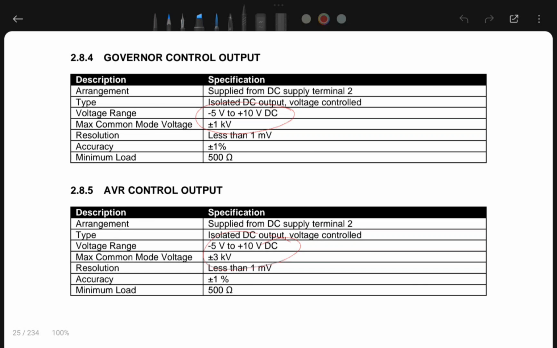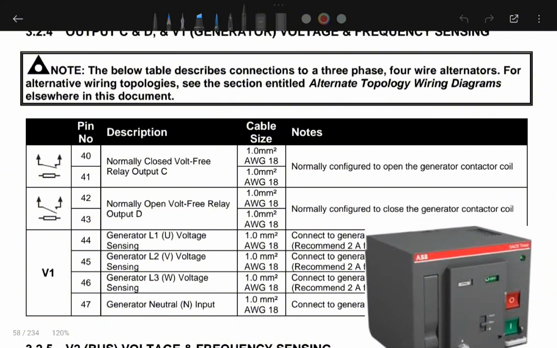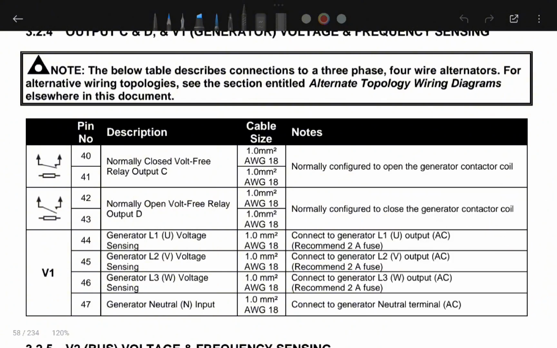Next, what we are going to talk about is our breaker control output, which is volt-free contacts, and it is pin number 40 and 41, which we can use as a breaker open, and 42 and 43, which we can use as close breaker control.